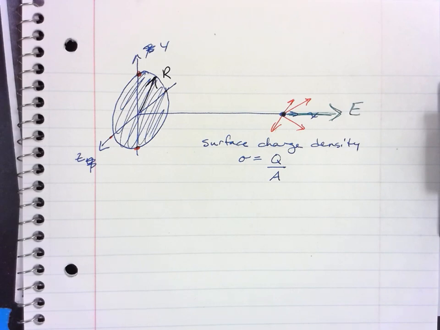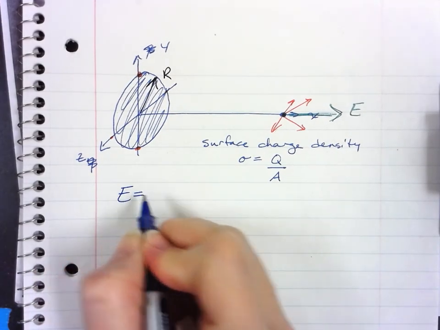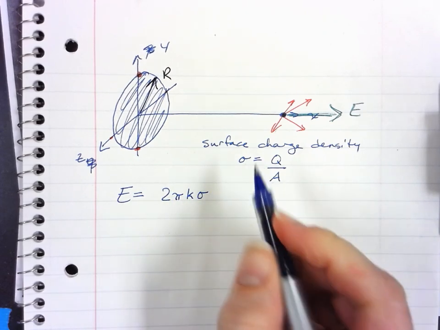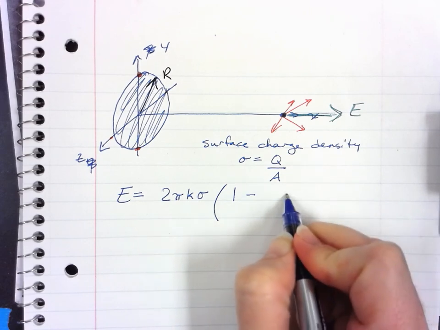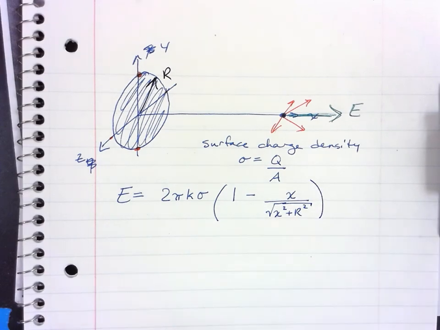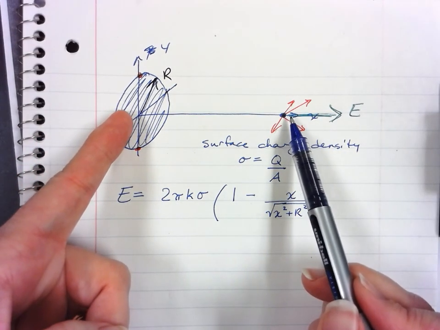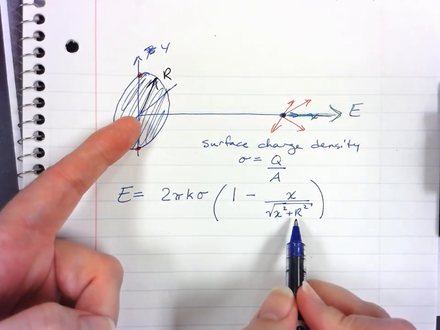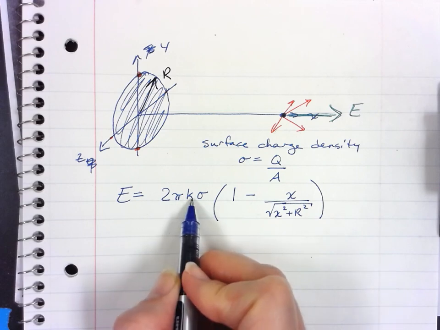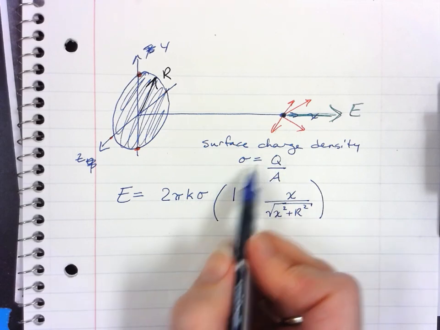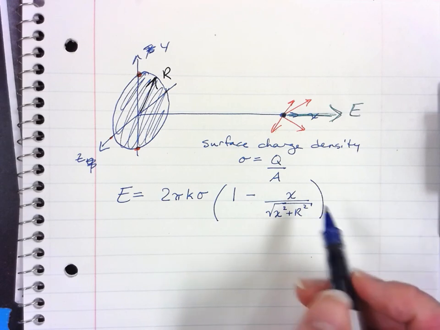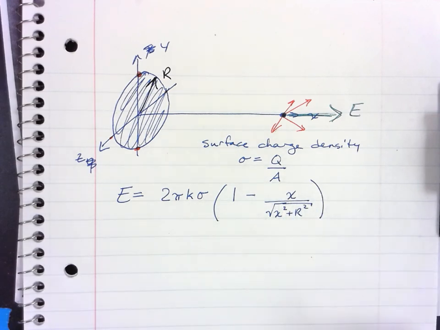through calculus, we figure out that the electric field of a disk is 2 pi k sigma times 1 minus x over the square root of x squared plus r squared. So distance away x, radius of the disk big R, and then some constants. 2, pi shows up, probably not a surprise since it's a circle, Coulomb's constant, and then surface charge density. And this makes sense: the more surface charge density, the more charge, and so the stronger the electric field. And then we have this interesting distance dependence relationship.